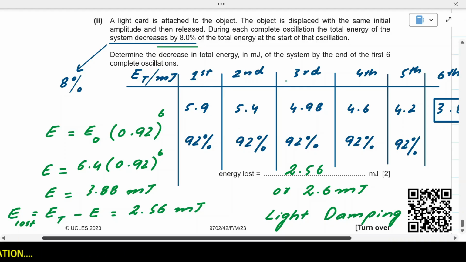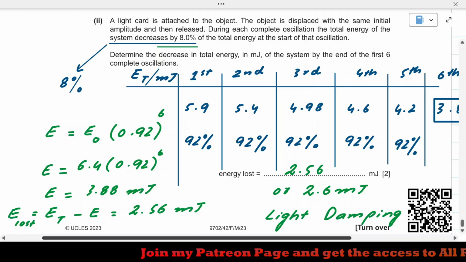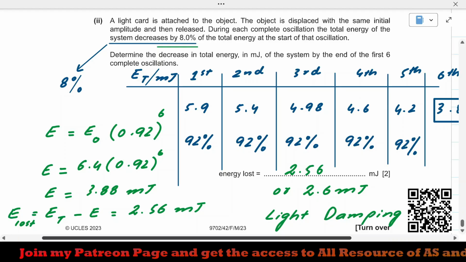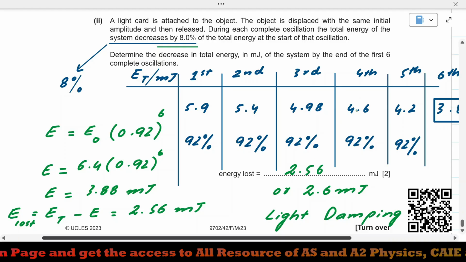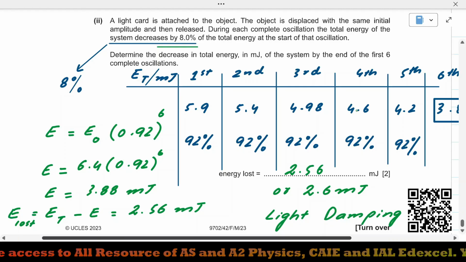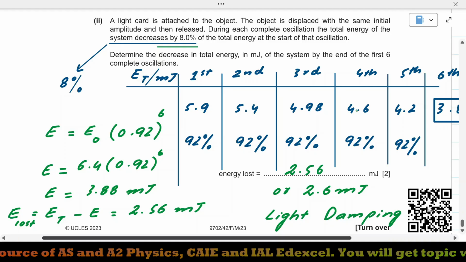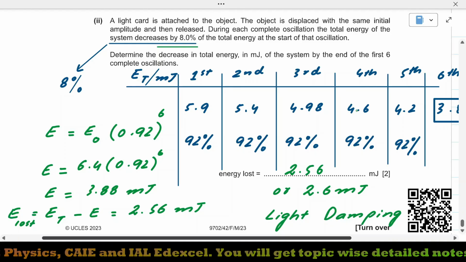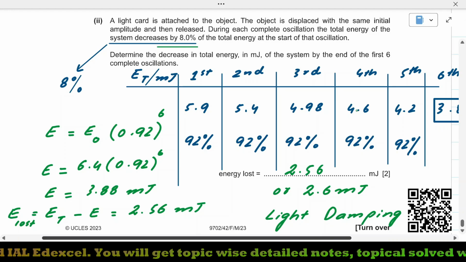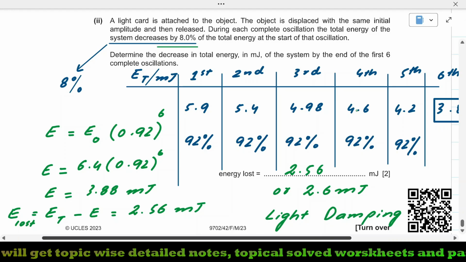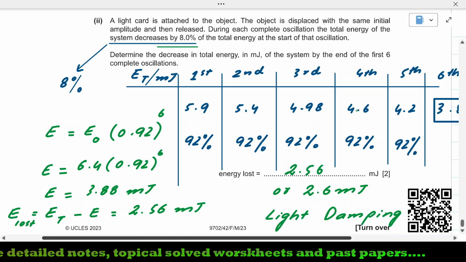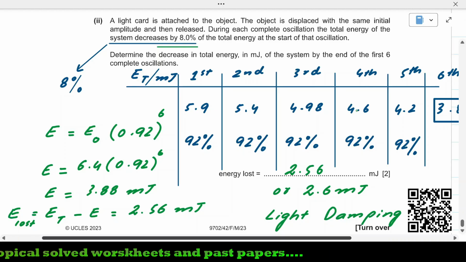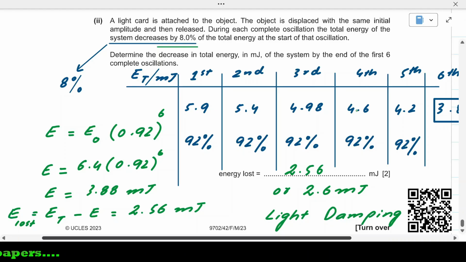So you see, even after 6 oscillations, only a small amount of energy is being decreased. Only a small amount of energy. If you have critical damping or heavy damping, the other kinds of damping, in those the amplitude decreases sharply in a certain part of the oscillation. It decreases tremendously quickly.